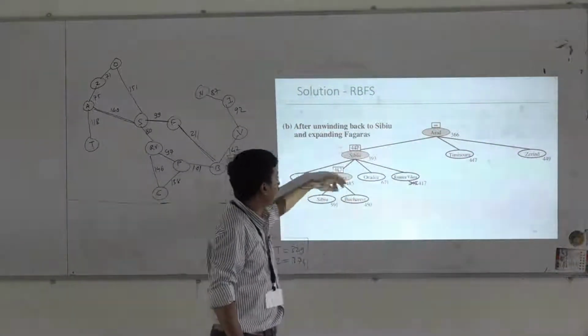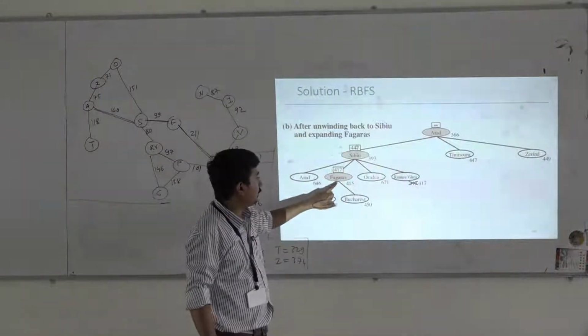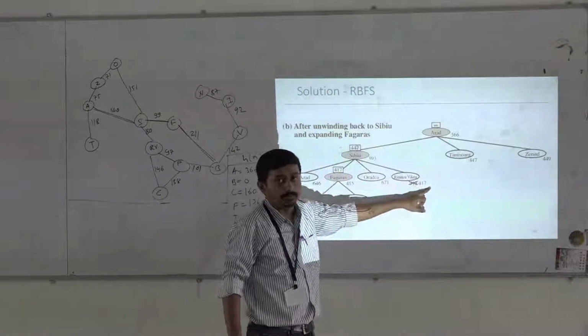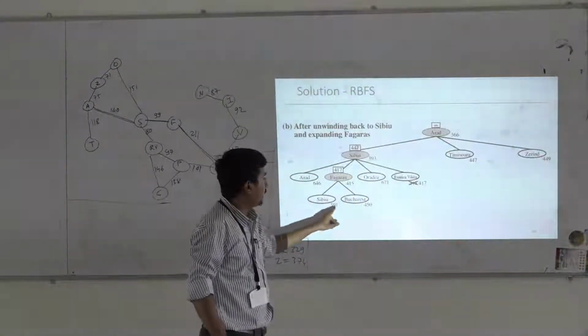Now we are visiting this branch. Now the best alternative for this is 470. Now we will expand it. Now we are getting these values.